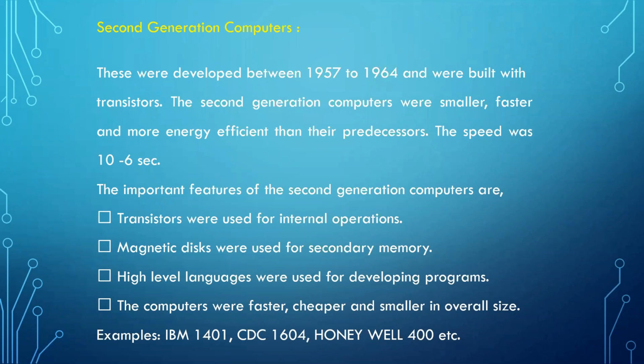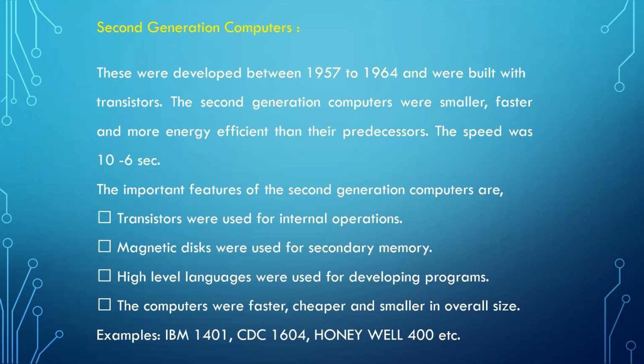Due to the introduction of transistors in the development of computers, the size is small compared to the first generation, and these are faster compared to the first generation. Even the speed of the computer has improved up to 10 to the power minus 6 seconds. And for memory purpose, we have started using magnetic disks to store permanently, and even on the software side, we have made changes in the second generation.